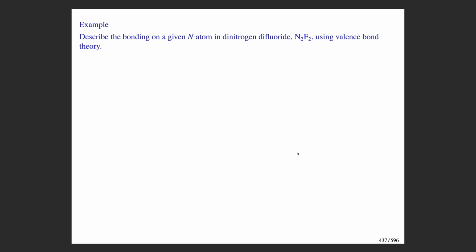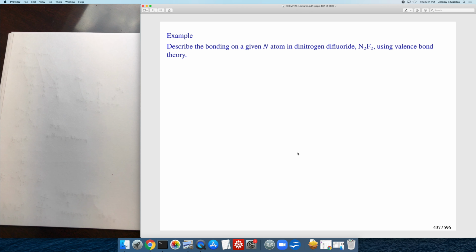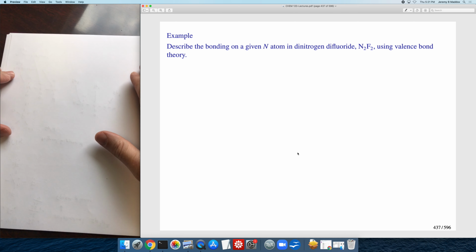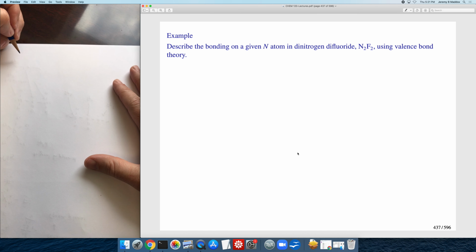So we're being asked to consider an example. Here they want us to look at dinitrogen difluoride and describe the bonding that we see in the molecule. So I'm going to write out the Lewis structure. I think we're going to end up having a double bond here.